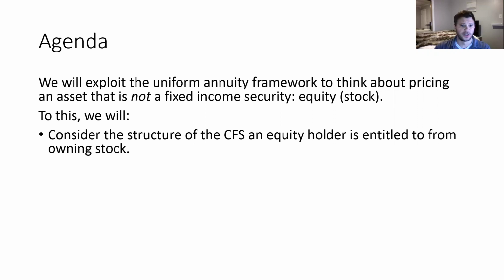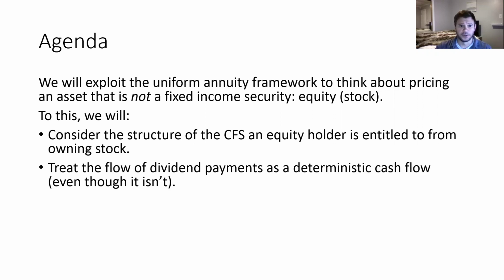We're first going to consider what the structure of the cash flow stream is for somebody that is an equity holder of a share of stock. We're going to treat the flow of dividend payments as a deterministic cash flow, even though it isn't. And the way we're going to get around that is by making a constant geometric growth assumption that will allow us to provide at least a little bit of structure to the cash flow stream, given that dividends are not uniformly paid out. They change over time with the changing profitability climate that the company faces.